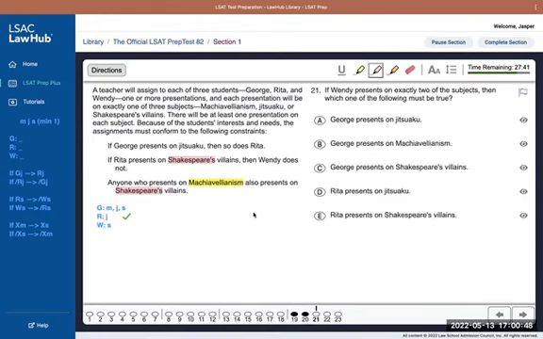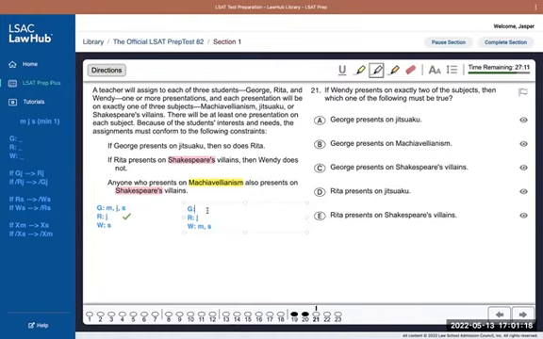If Wendy presents on exactly 2 of the subjects, Wendy could present on M and then present on S. That's possible. So what are my options here? Wendy presents on M and S. If Wendy presents on S, then R doesn't. And if R doesn't present on S, R can't present on M either. So R would present on J.